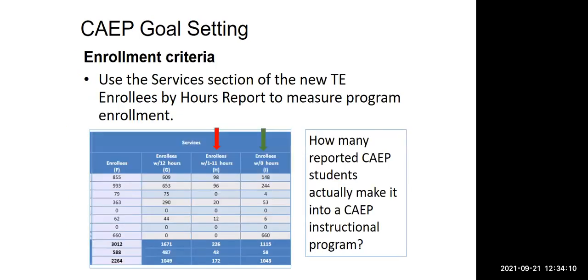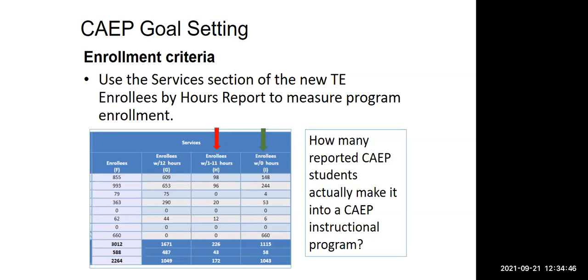So the first one we're looking at is enrollment criteria. This is going back to that new report we just mentioned. We sort of table set it because we are looking at this as an example. In this case, we're saying of everybody that shows up on the CAEP summary, how many students actually make it into a CAEP instructional program. So we're looking at these arrows and saying, okay, we've got this number of enrollees total. We've got this number in column G that have the 12 or more hours.